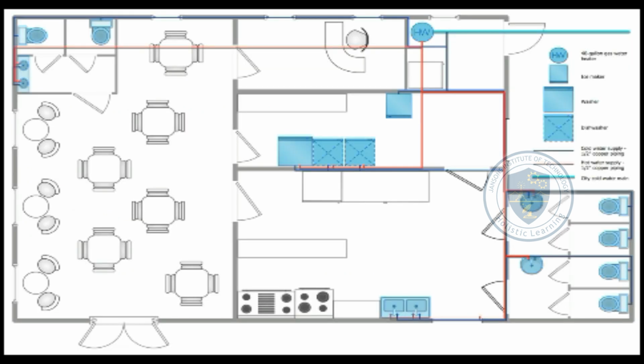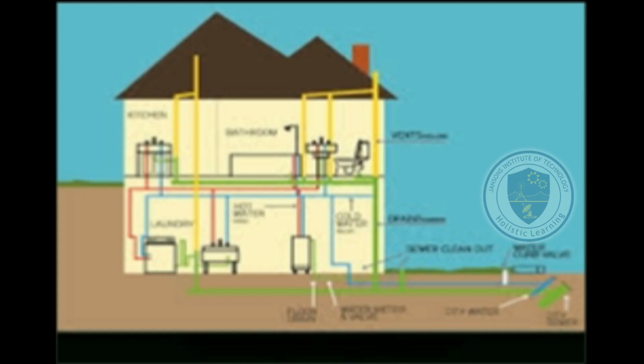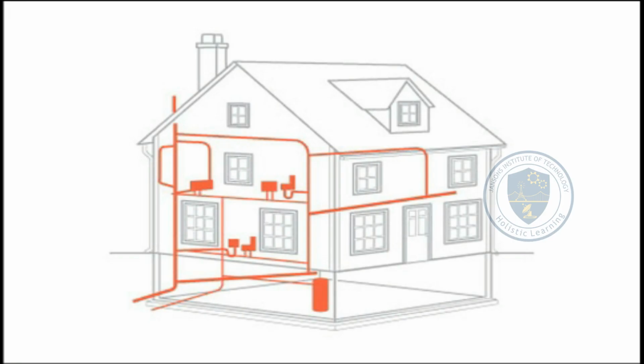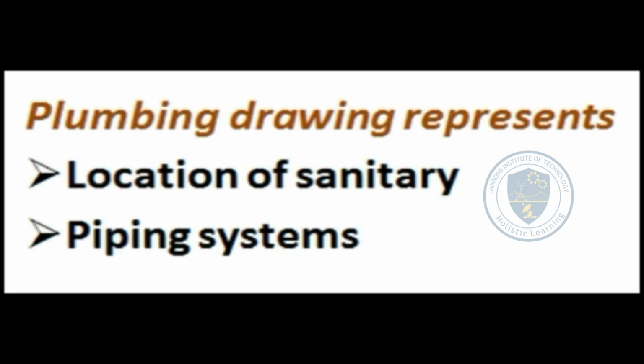Next is the plumbing drawing. Plumbing drawing is a type of technical drawing that shows the system of piping for fresh water going into the building and waste going out, both solid and liquid. Plumbing drawings give the location of sanitary, piping for water supply system, fixture and the process to connect every fixture.